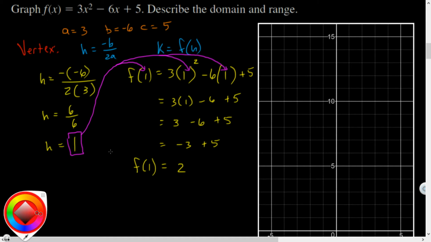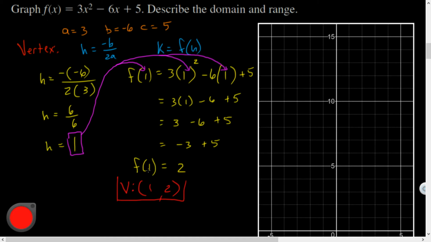All right, I get f of 1 equals 2. So what is my vertex? It's going to be an x comma y. What's the vertex? 1 comma 2, right? The h comma k is my vertex. So let's plot my vertex over 1 and up 2 on my graph. Fortunately, I planned my grid accordingly, so it'll fit in this space provided.